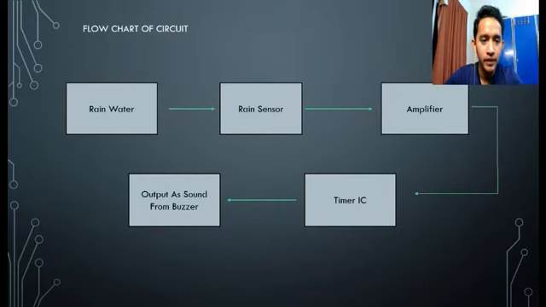Rainwater is an important thing with this circuit. Without rainwater, the circuit cannot function. After that, the amplifier goes to the timer IC and outputs a sound from the buzzer.